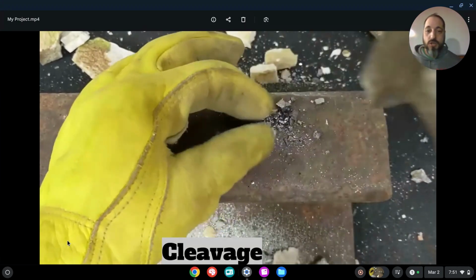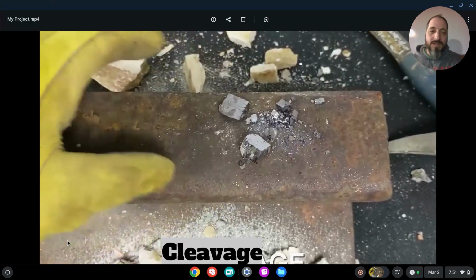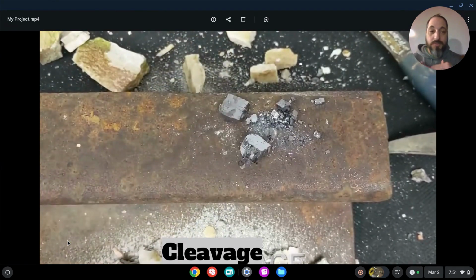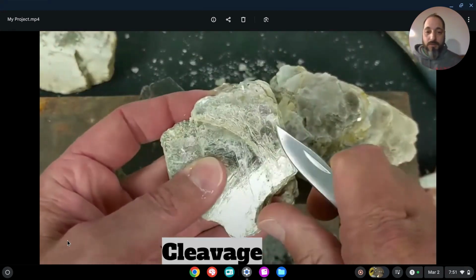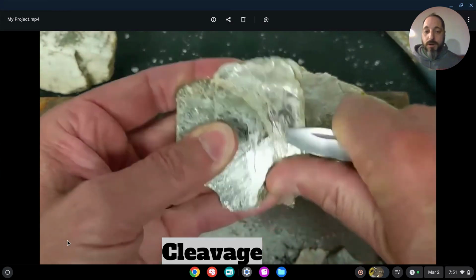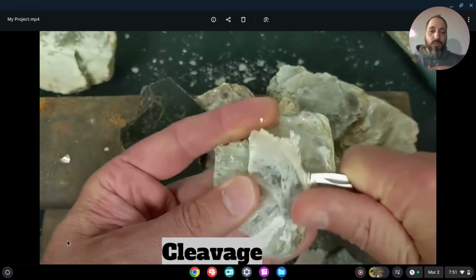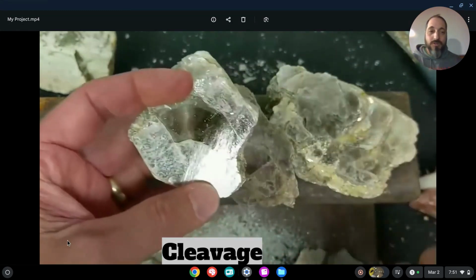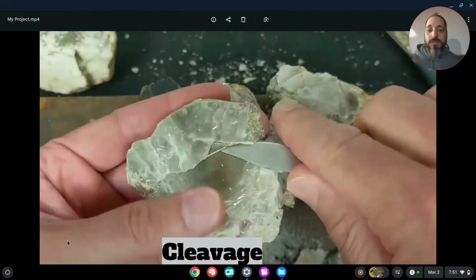Now galena is going to show cleavage. You can see when they hit it with a hammer, it breaks along weaknesses in the crystal structure, and it breaks in these nice even planes. They're nice and flat. This mica right here, this is going to break apart. He's going to be peeling it with a knife. So once again, these are going to be weaknesses in the atomic structure and the crystal structure of the mineral that's going to allow it to break easily along these planes.